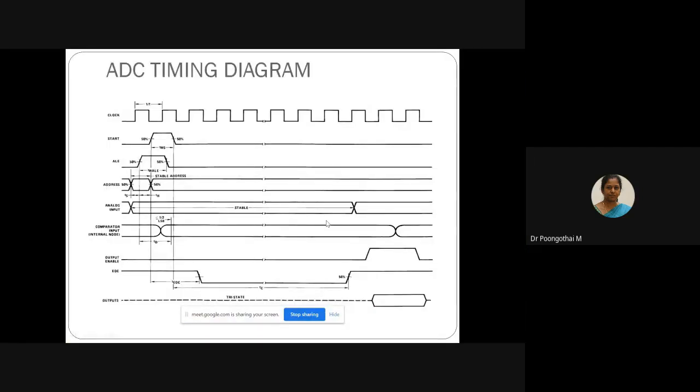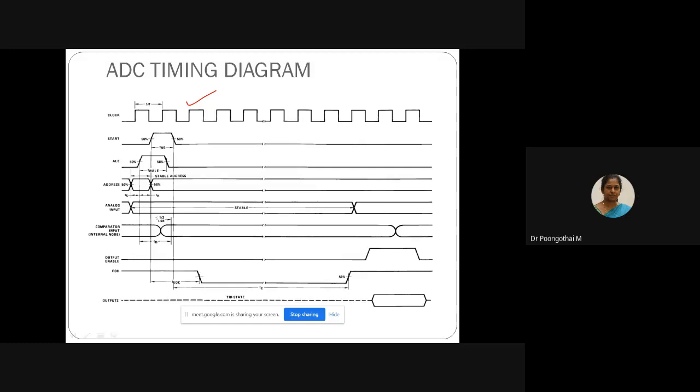So next one is the timing diagram of your ADC. This timing diagram becomes the critical factor of analyzing and writing the program for ADC. It's a typical timing diagram corresponding to ADC 0808. You can see here the clocks are being provided to the internal counter.